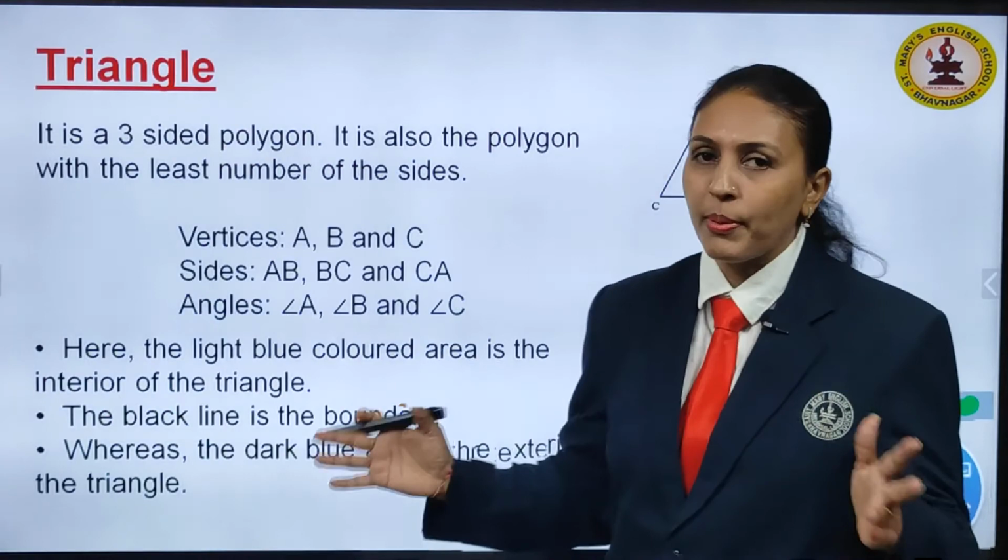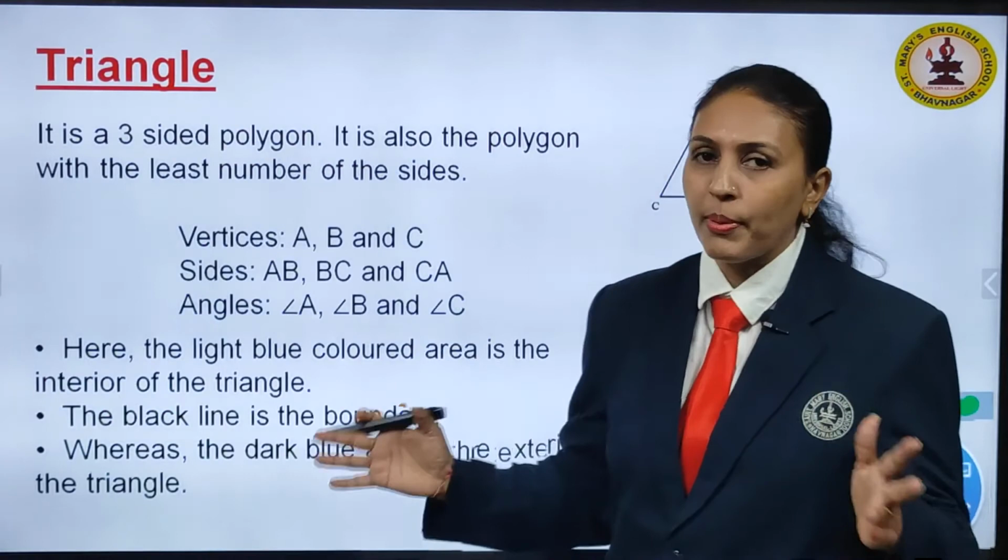Okay. So, this is a triangle. A triangle is a 3-sided polygon and it is the polygon with the least number of sides. It has 3 sides, 3 angles and 3 vertices. Now, what is next? Here, children, we have something more to learn about the triangular region also. The light blue colored area inside, children, this one is the interior of the triangle.